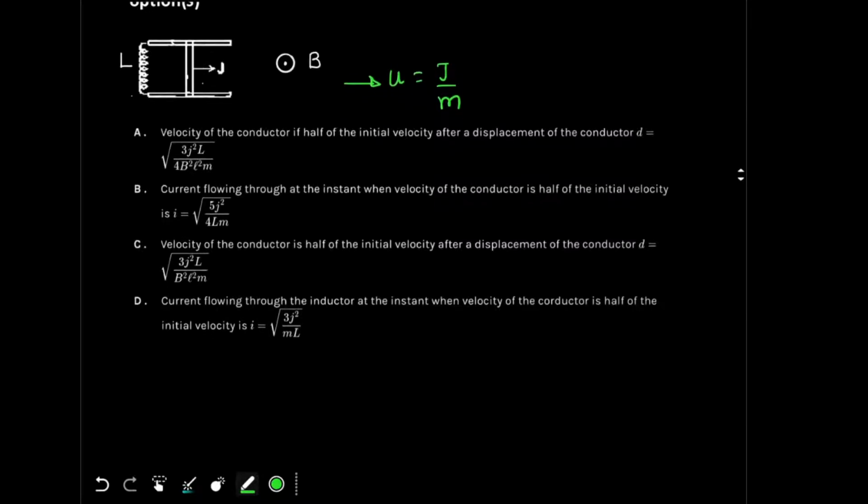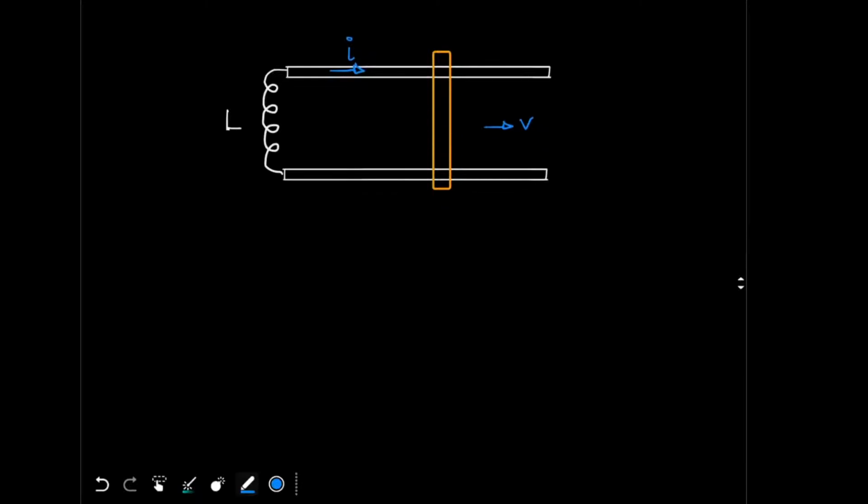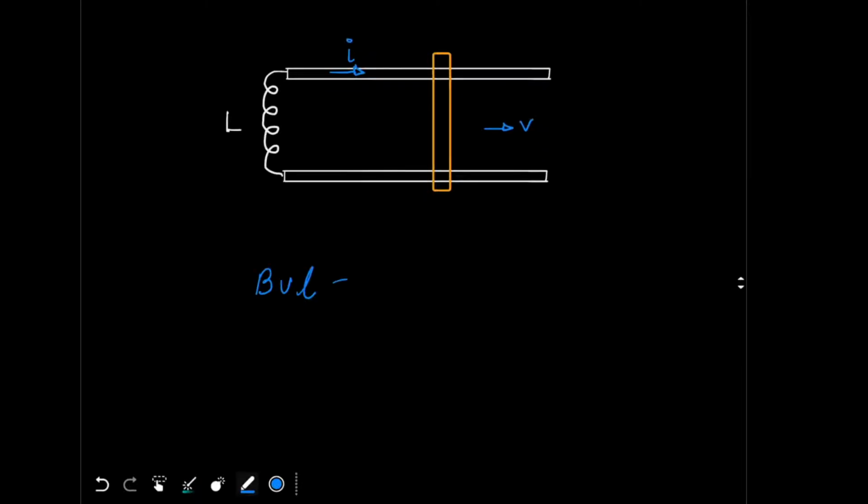Now, at some random time t, assume that the rod has some velocity v, and the current in the circuit will be I. So regarding the EMF, I can write down that EMF created in the rod, BvL, will be equal to L di by dt. EMF across the rod will be equal to EMF across the inductor. This is my first equation. So let's write it as 1.